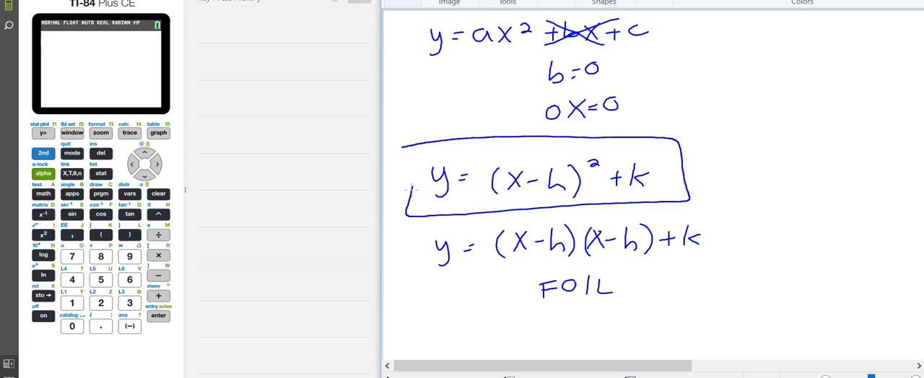Vertex form is like this, where h is the x coordinate of the vertex, and k is the y coordinate of the vertex. We're going to discuss it more at length later, but for now, all you need to know is that when it's in this form, you can solve it by rearranging the equation for x. Let's look at some actual examples.